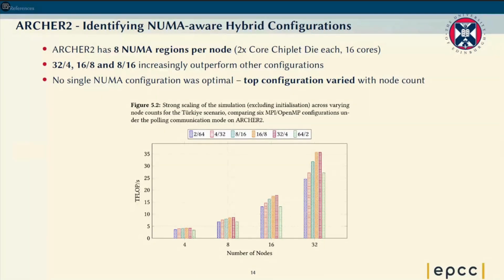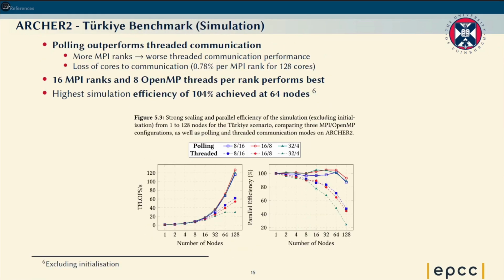And I could see that based on my results, where I found that 32.4, 16.8, and 8.16 outperformed the other configurations. But there wasn't one particular node count where one configuration significantly outperformed the others. So using those 3 configurations, I extended to a full scale of 1 to 128 nodes, where I found a significant difference between the polling and threaded communication modes.